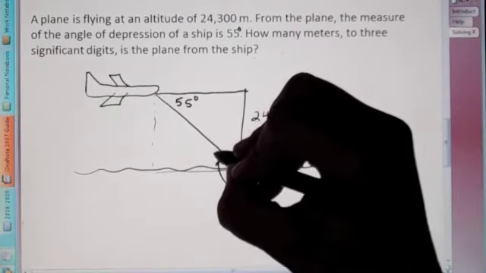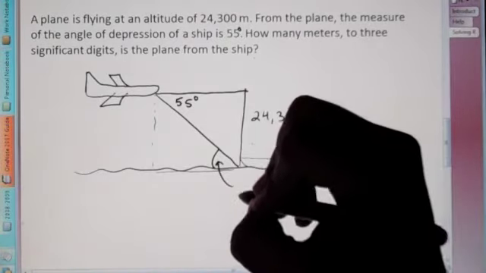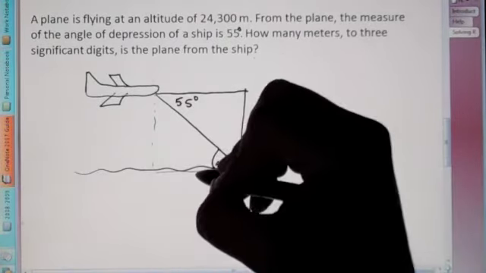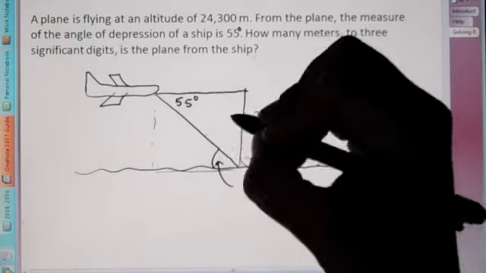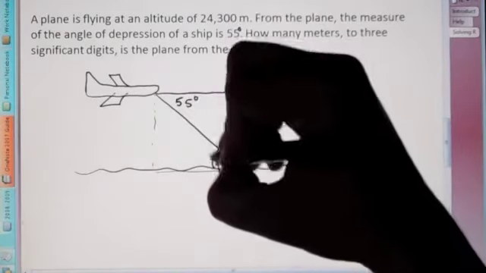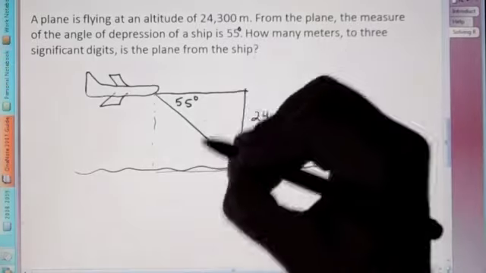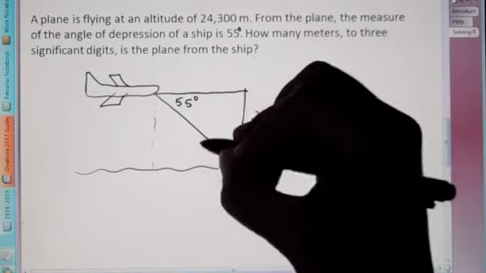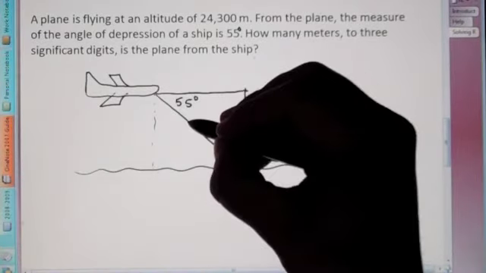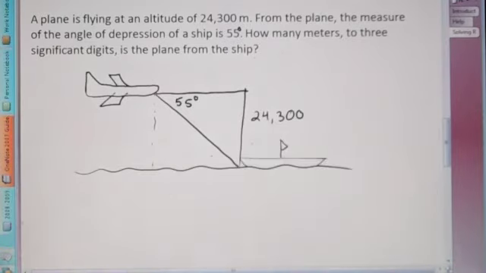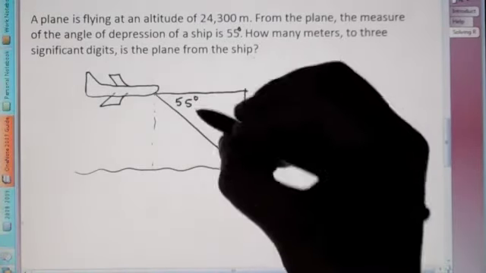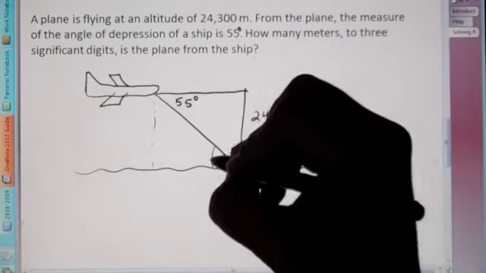This angle right here would be your angle of elevation. Okay? So there's angle of elevation from the bottom moving up, and angle of depression is from the top moving down. Okay? And one extra thing that you should know is that the angle of depression and the angle of elevation are always the same. So if this is 55 degrees, this is also 55 degrees.